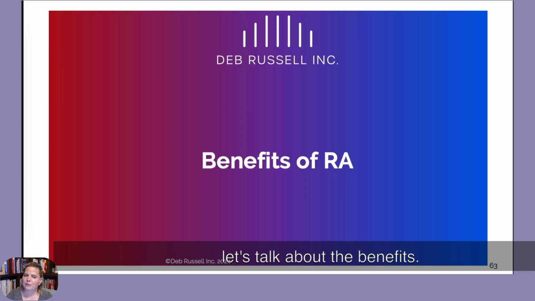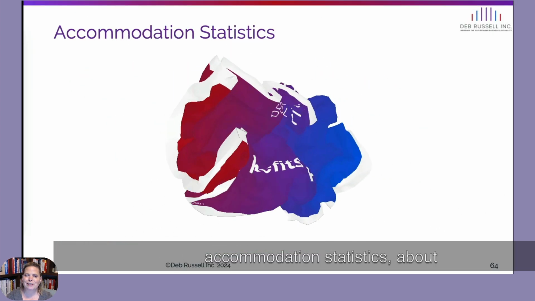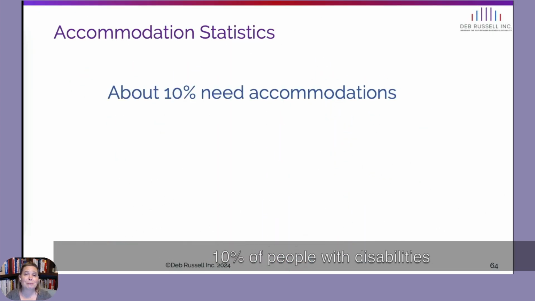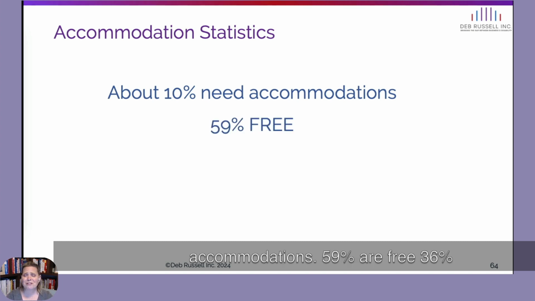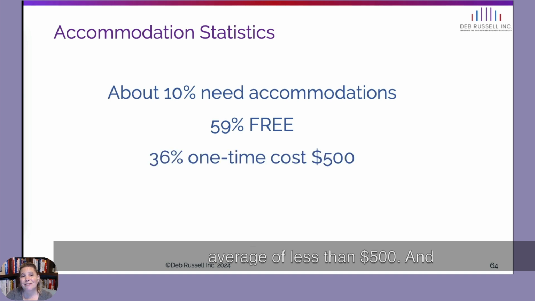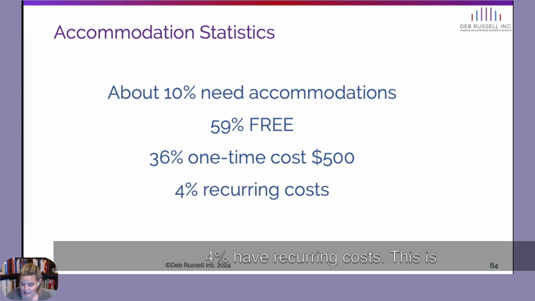Okay, let's talk about the benefits. This is a pretty quick one. Accommodation statistics. About 10% of people with disabilities need an accommodation. Of those accommodations, 59% are free, 36% have one-time costs with an average of less than $500, and 4% have recurring costs. This is data from the Job Accommodation Network. Really excited about it because it disproves the idea that because we're talking about accommodations, we're talking about costs and budgets.